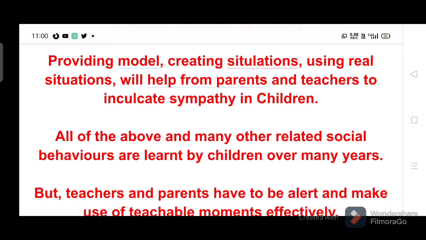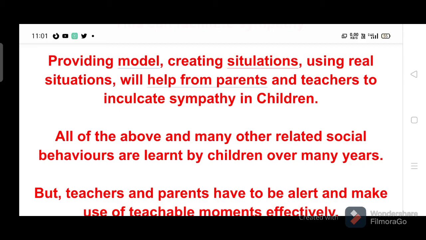The children will copy such moments and try to inculcate those behaviors in themselves. This is how you become a model for the students or the children to learn sympathy. Creating situations, using real situations, will help parents and teachers to inculcate sympathy in children.